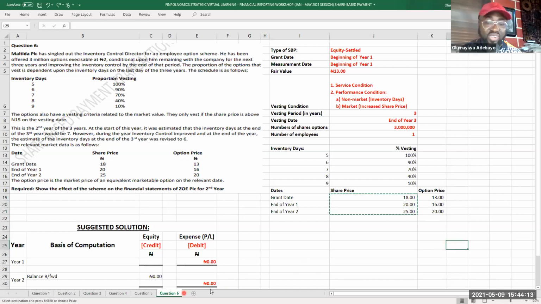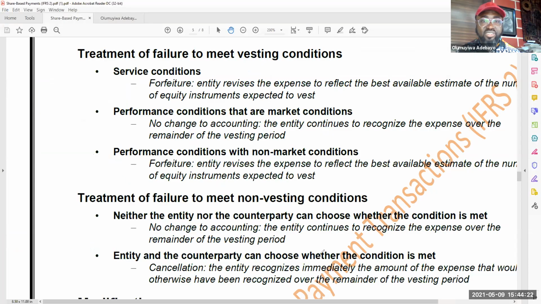Okay, now let us look at this. And now I want you to read this for me. Treatment of failure to meet vesting condition.